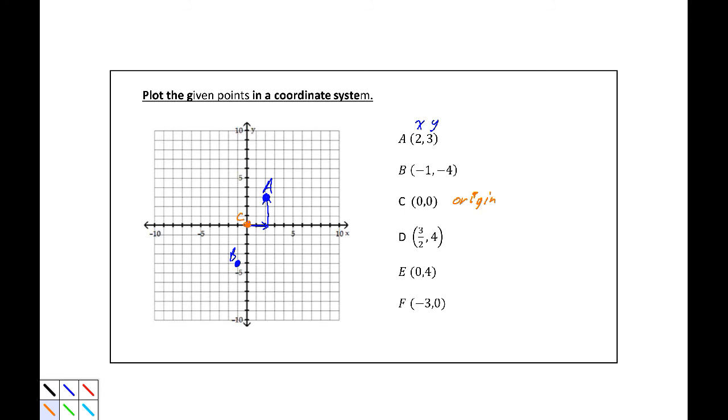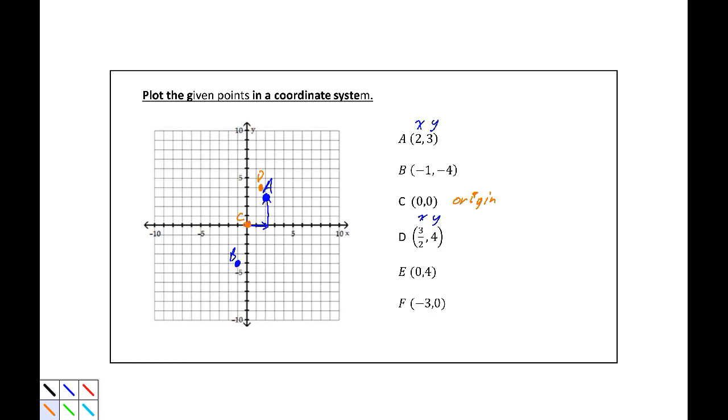And then we have the point 3/2, 4. So that's 1.5. So I'm going to go 1.5 in the x direction. That would be between 1 and 2. 1.5, and then up 4. 1, 2, 3, 4. So that will be right here. That is point D.